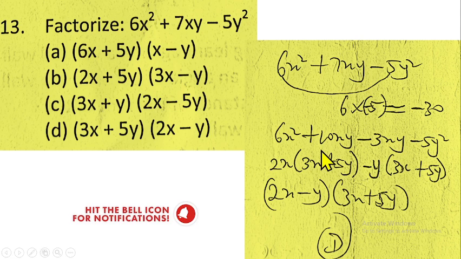So you can factorize this. Something is common. 2x is common. You have 2x into 3x plus 5y. Close the bracket. Something is common here. Minus y is common into 3x plus 5y. So you have 2x minus y into 3x plus 5y. So you have been able to factorize this, and that's what it gives us. So if you look at the options provided, option D is the correct option, if you look at it critically.